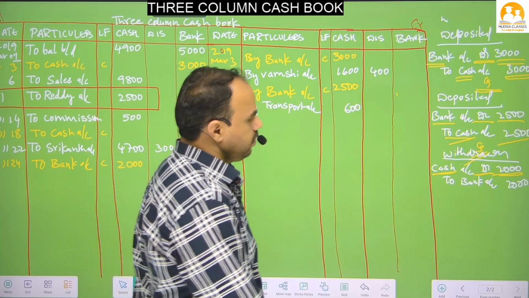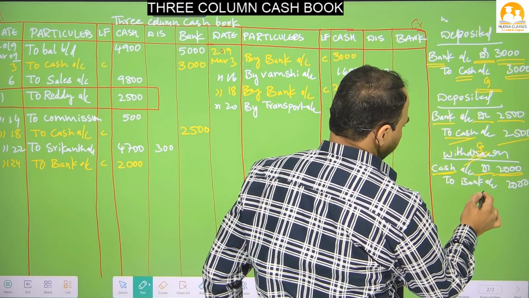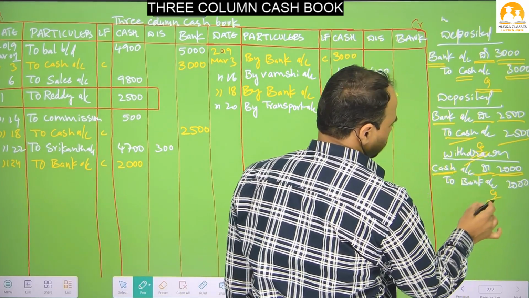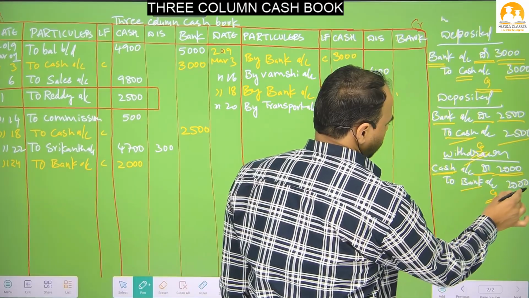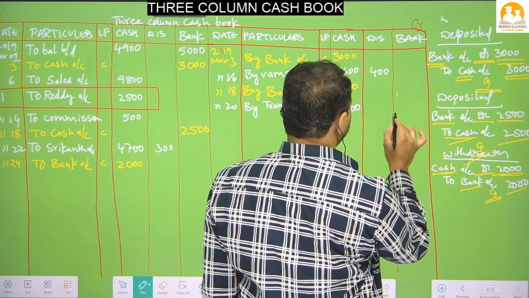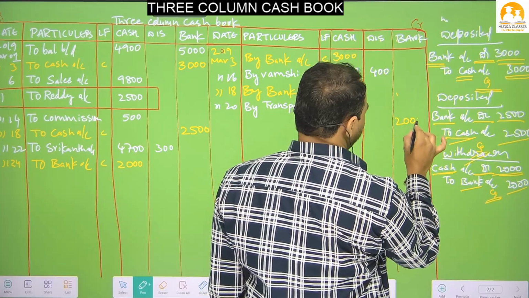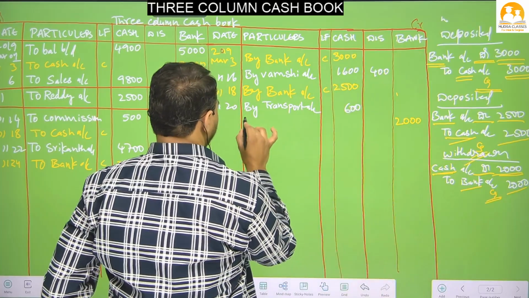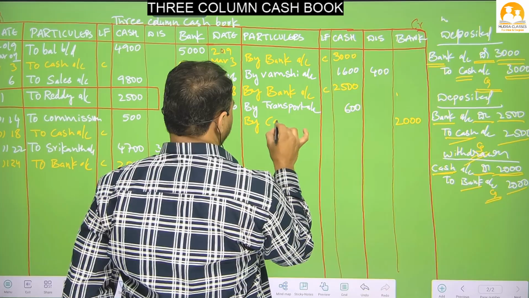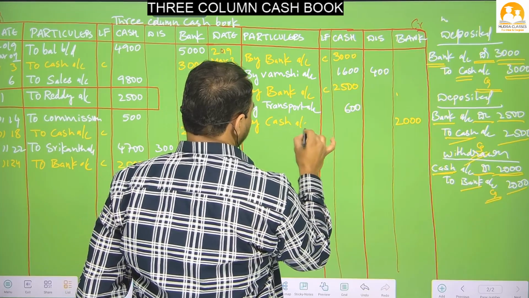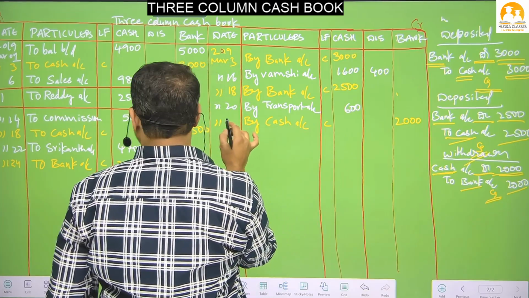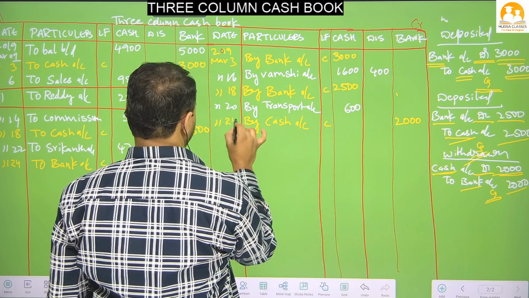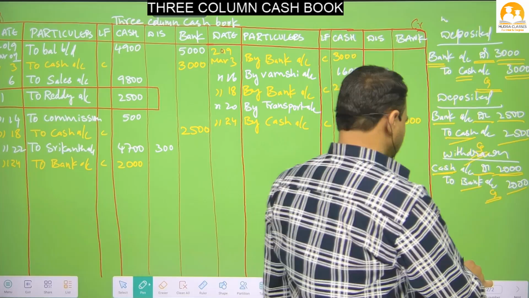Similarly, cash is on debit side, that means bank is on which side? Credit side. So write on credit side, bank column 2000. I wrote 2000. Close this bank. What is opposite? Cash. So write down here by cash account. What is the date? Date is 24. Okay, let's see the next one.